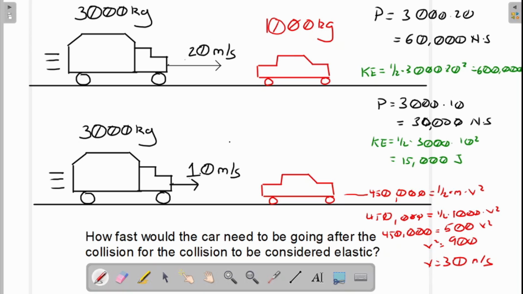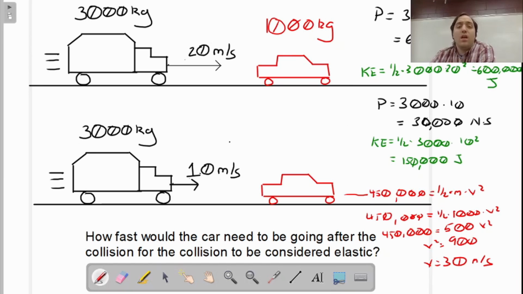Okay, so I started by calculating up here both the momentum and kinetic energy of the truck. The momentum of the truck would be 60,000 newton seconds. The kinetic energy would be 600,000 joules. So after the collision, I need to calculate how much is there. Well, there's 30,000 newton seconds, 3,000 kilograms times 10 meters per second, and there is 150,000 joules. So the other 450,000 had to go to the car.